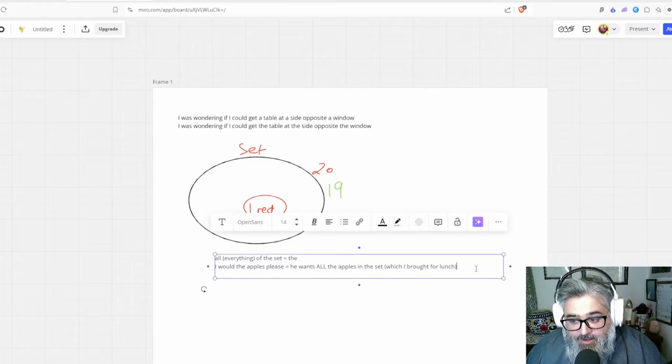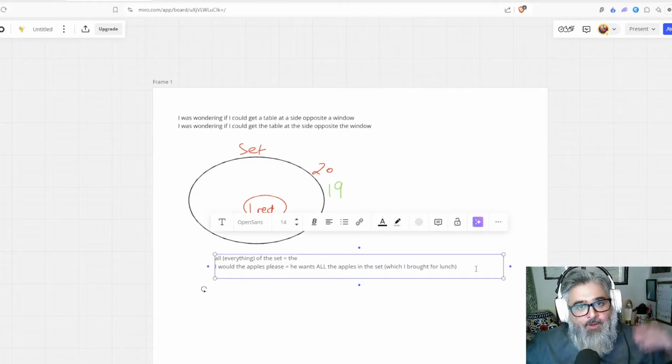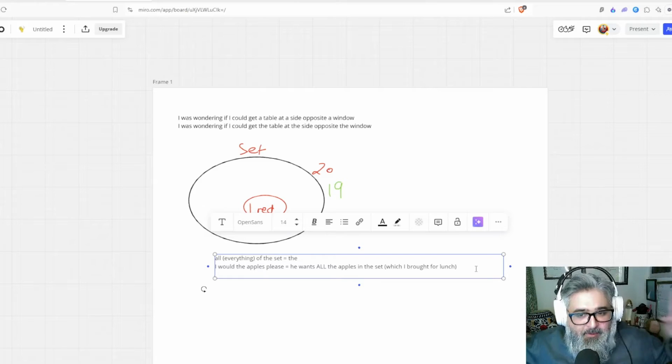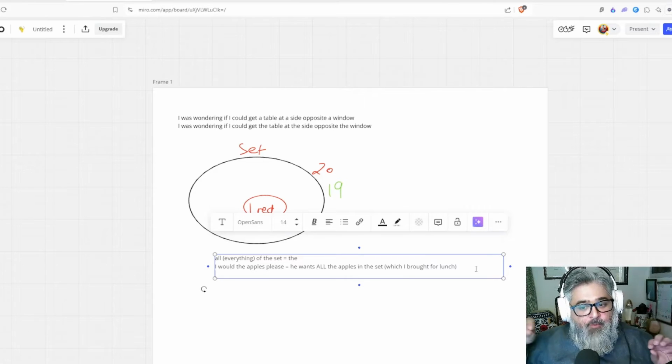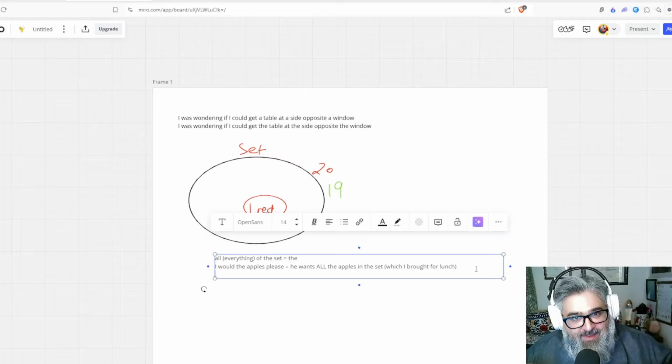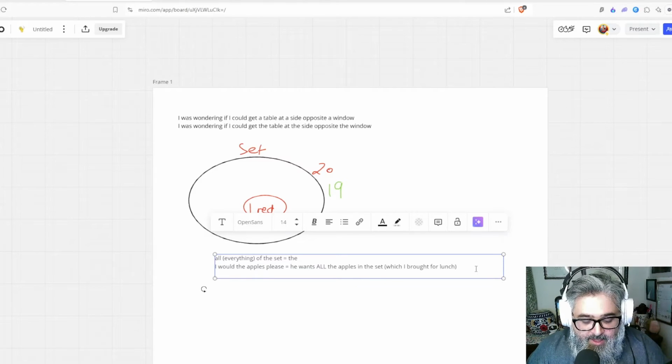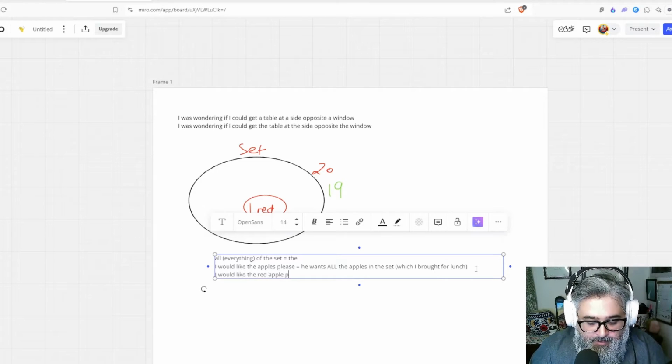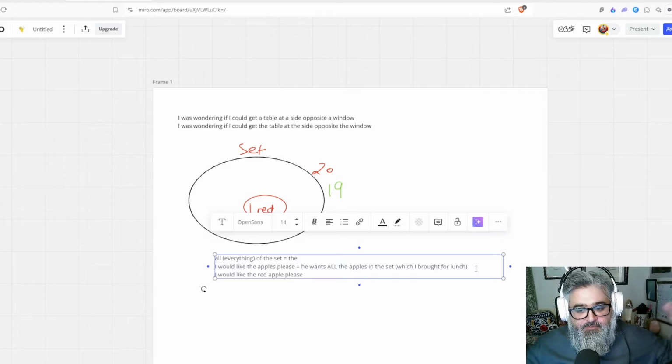So if that's the one he wants and he doesn't want all the green apples, we don't care about the green apples. We're not going to refer to them. We're still going to say he wants the entire set of red apples. So he's going to say, I would, sorry, I forgot to put like, I would like the red apple, please. Why did he use the red apple? Because he wants all of the set. There's one red apple. He wants that one red apple. He wants all of it, right?